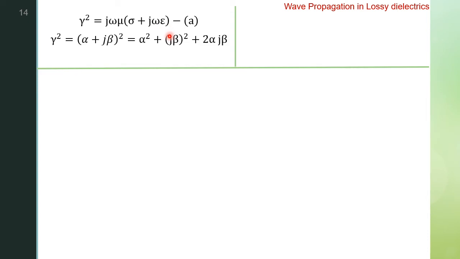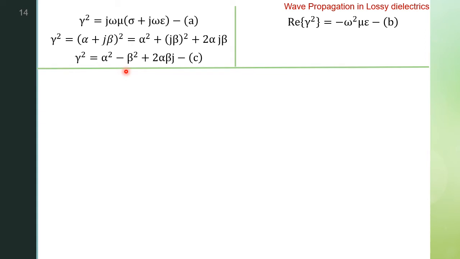Now when you take the expression gamma, you also know gamma is alpha plus j beta. So if you square this, gamma square is alpha plus j beta the whole square. On expanding this, you will get alpha square plus j beta the whole square plus 2 alpha beta j. So we get gamma square equal to alpha square minus beta square plus 2 alpha beta j, since j square turns out to be minus 1.